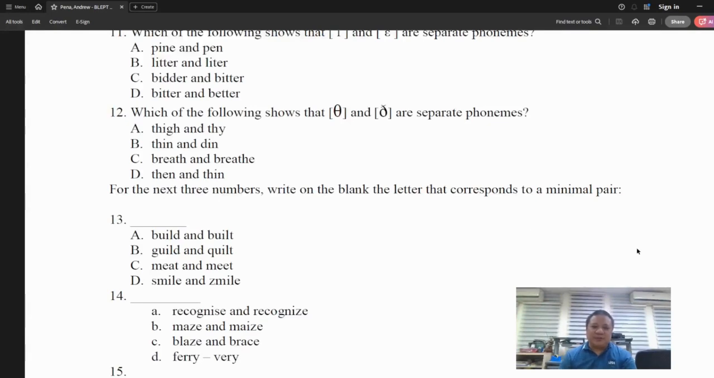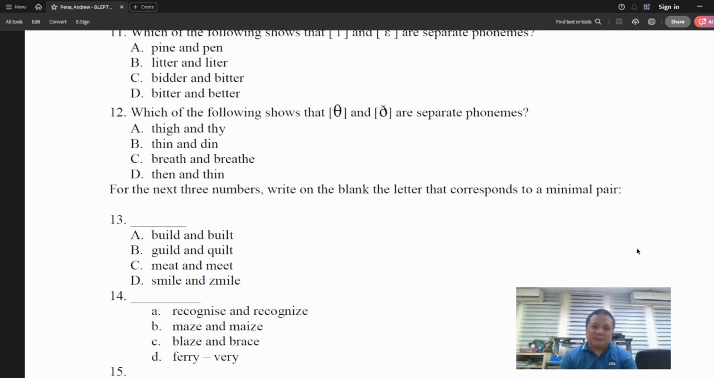Number 12, which of the following shows that [θ] and [ð] are separate phonemes? A. Thigh and thy. B. Thin and din. C. Breath and breathe. D. Then and thin. Now, then and thin, yes, you have the [ð] and the [θ] there, but you also have the [ɛ] and the [i]. So they're not minimal pairs that can show that [θ] and [ð] are separate phonemes.